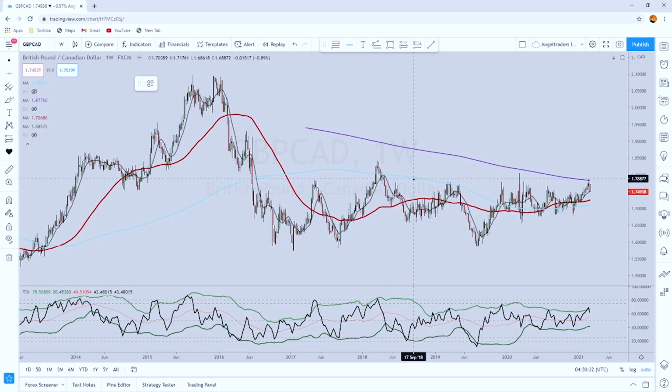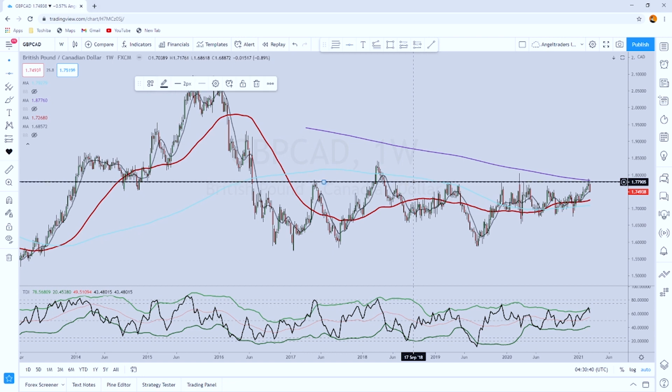So when I'm marking up my support and resistance, I start at the weekly, sometimes even the monthly time frame, but typically I'm starting at the weekly time frame. So right here, I can see that we have an area of resistance. We have a ceiling right here, an area of importance where the market is rejecting off of.